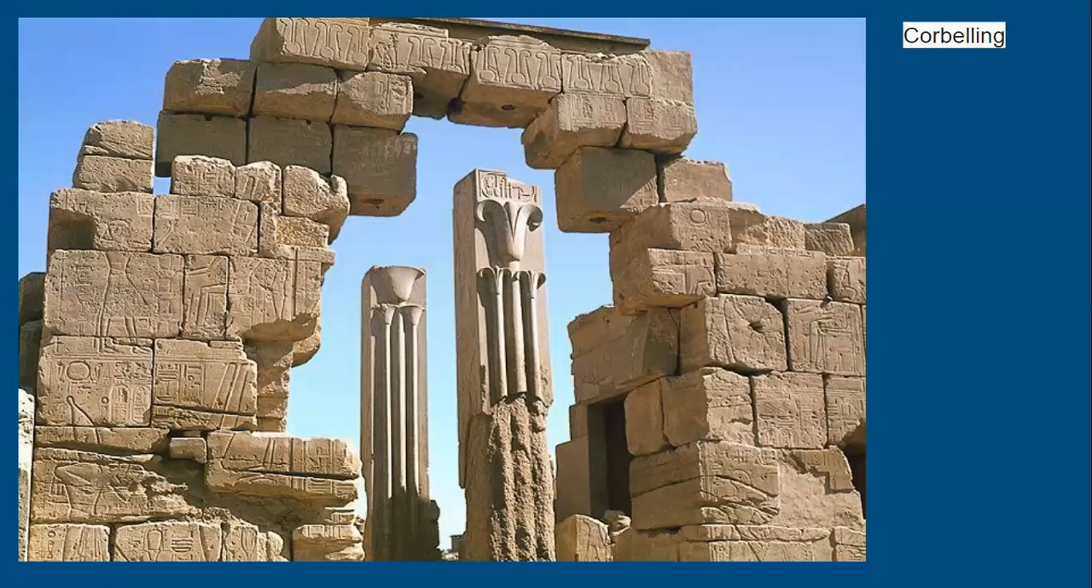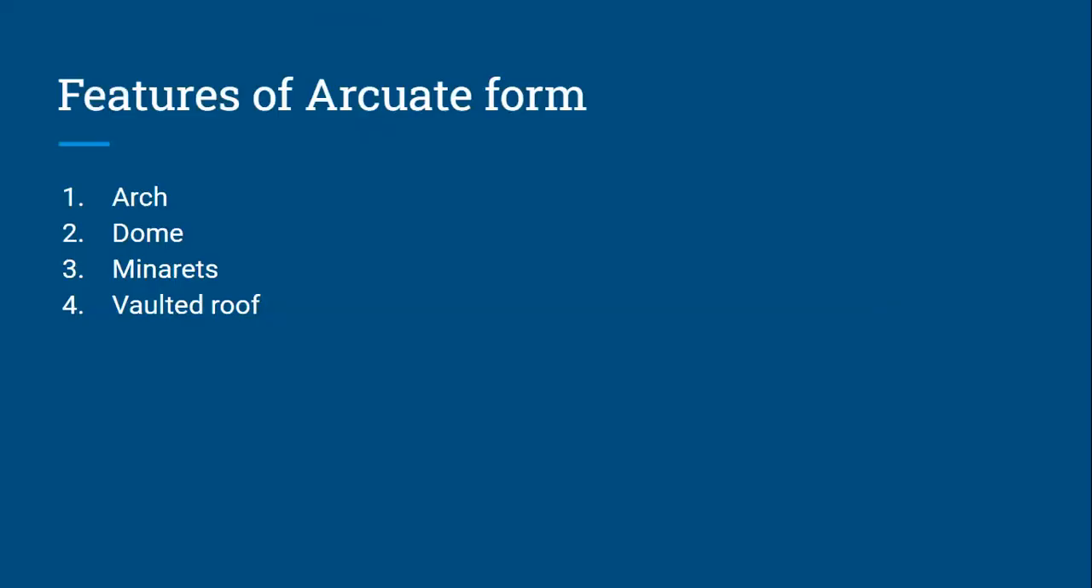Corbelling is a type of placement of stones in such a pattern that it gives the shape of an arch. So here you can see that the stones are placed in such a way that it projects like an arch. So this is not a true arch. This is called an arch which has been formed by a corbelling technique. Hence we call it a corbelled arch, okay? So arches existed, but these arches are called the corbelled arch, not the true arch. The true arch is the one which we will be studying under the arcuate architectural form. This is the corbelled arch, okay?